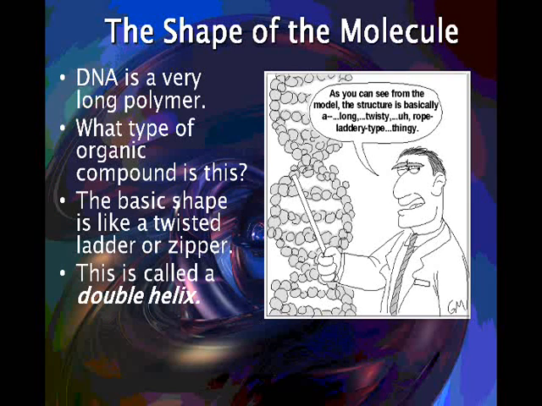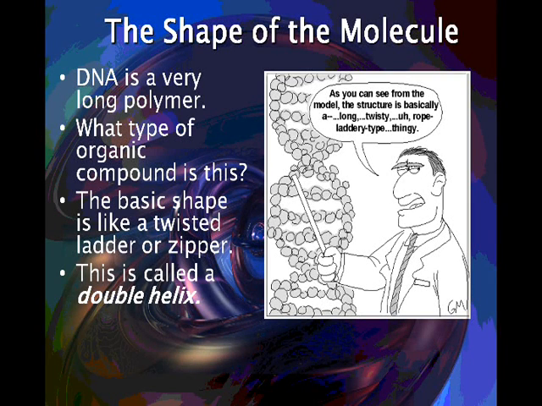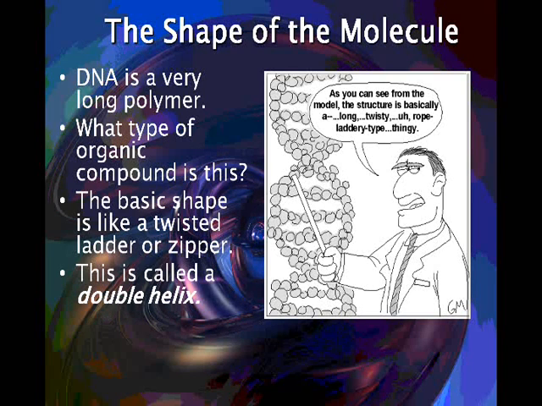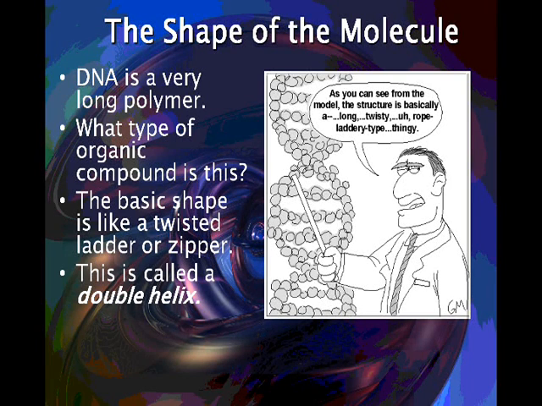The shape of a DNA molecule is a double helix. What's a double helix? Well, it's kind of a long, twisty, rope laddery type thing. If you were to unwind it, it's like a twisted ladder, okay? Or maybe a zipper. DNA is called a polymer because it is made up of many pieces. Poly means many, and it's made up of monomers called nucleotides. The type of organic compound this is, is a nucleic acid. DNA and RNA are the only two types of nucleic acids that there are.